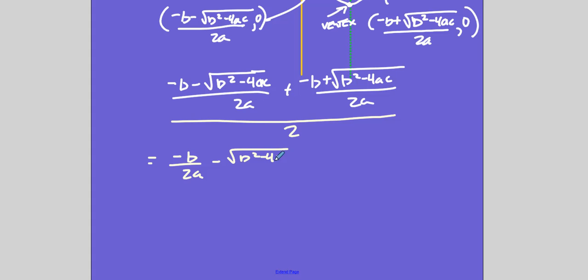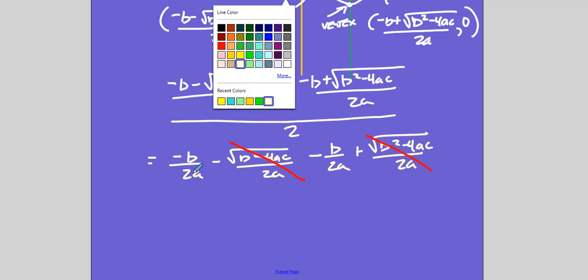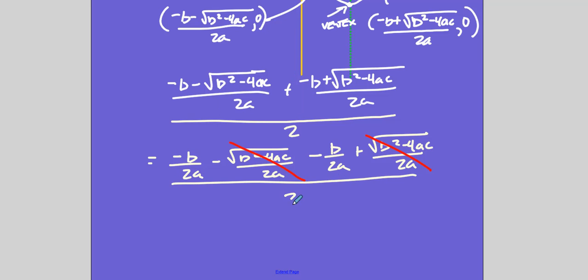I'm just going to write it as individual fractions over 2a. This would be minus b over 2a here, plus square root of b squared minus 4ac over 2a. Alright, well, if you notice now, these are opposites, so they cancel out. And I forgot, this is over 2 still. So let me fix that. It's all over 2. Fraction bar means division, don't forget that.